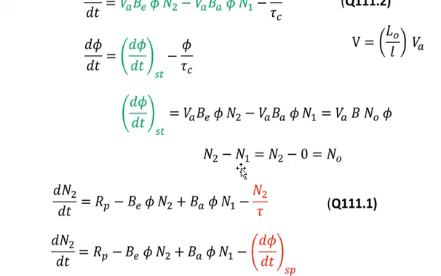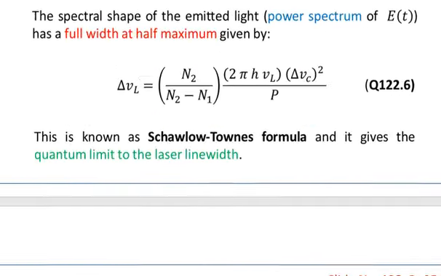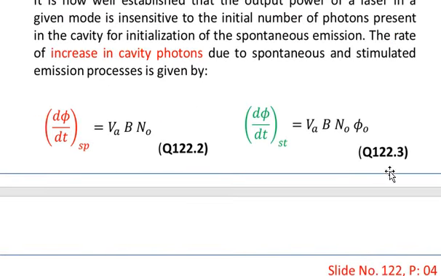And even if you don't take the value of N1 exactly equal to 0, and you take a small number in the lower laser level, even then you can replace the population inversion by the term N naught. And you see that this term dφ/dt due to stimulated emission is equal to Va times B times N naught times φ. This is what I have explained in equation number 122.3.